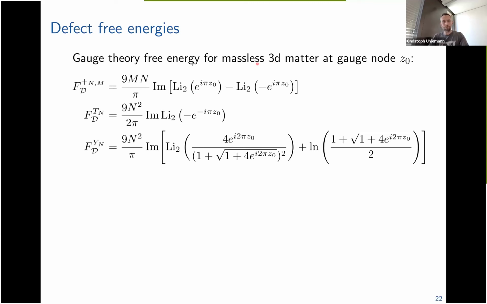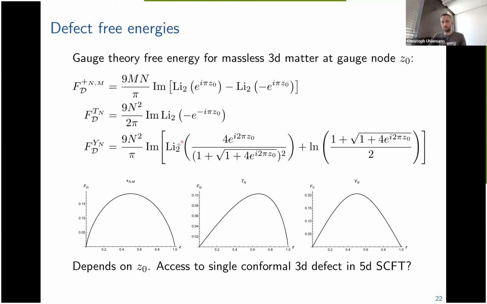We have for plus, Tn, and Yn, a bunch of free energies. They look somewhat similar to what we had before. There's some quadratic large numbers here, polylogs, but we have an additional parameter here, which is this little z naught, and that was the parameter which tells me which gauge node the defect matter is attached to. And so we suspect some non-trivial dependence here, and that is indeed the case.